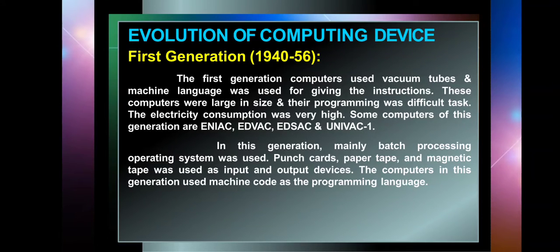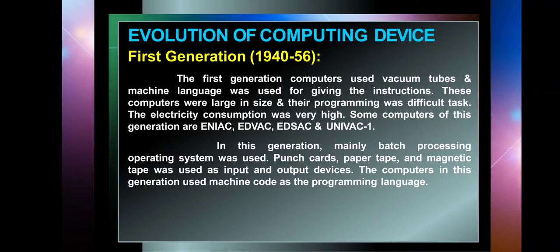Now we will study the evolution of computing devices. Here we have various generations of computers. We have basically 5 generations, and the 5th generation is the coming generation. So now let's study first generation computers, which were from 1940 to 1956. It means the computers invented during 1940 to 1956 are known as first generation computers. They used vacuum tubes and machine language for giving instructions.